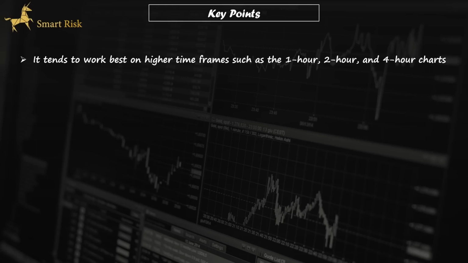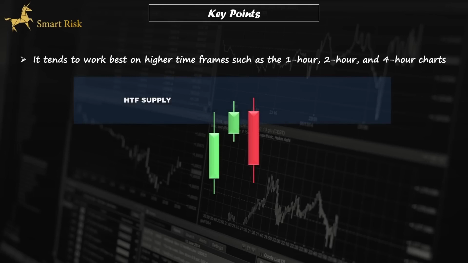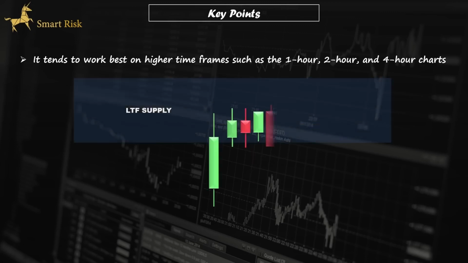However, it tends to work best on higher time frames such as the 1-hour, 2-hour, and 4-hour charts. This is because on higher time frames, most of the mitigation, rejection, and breakout phases occur within the 3 major candles. Therefore, applying this strategy on higher time frames provides better clarity and effectiveness. However, using lower time frames may result in a different scenario.